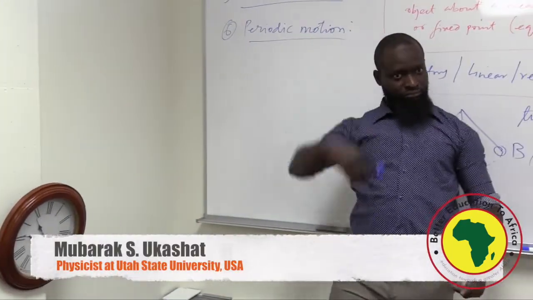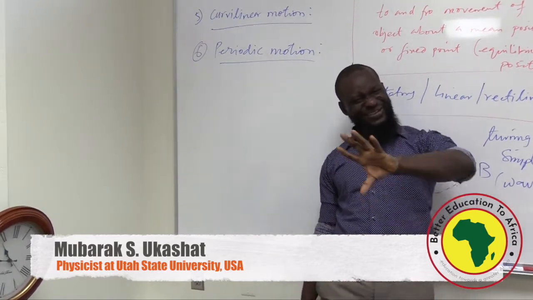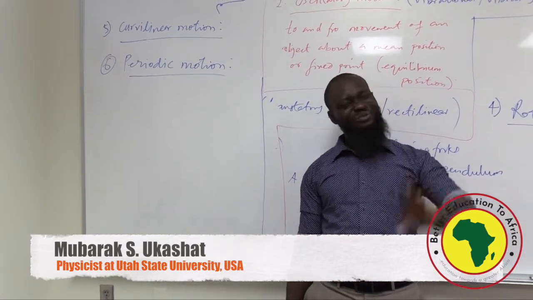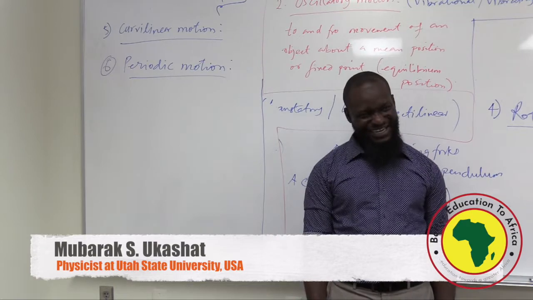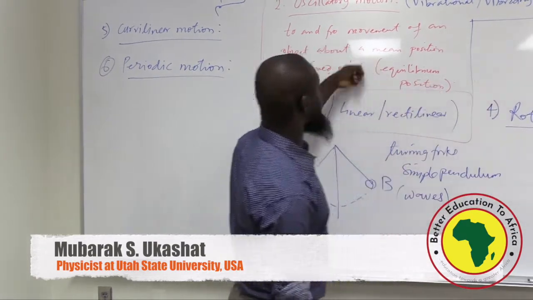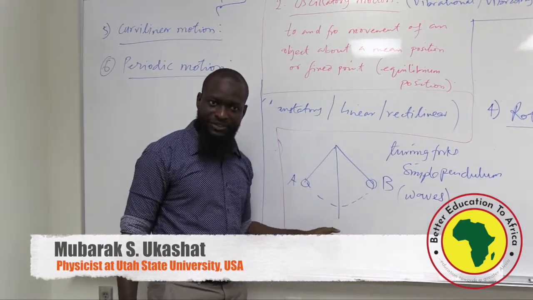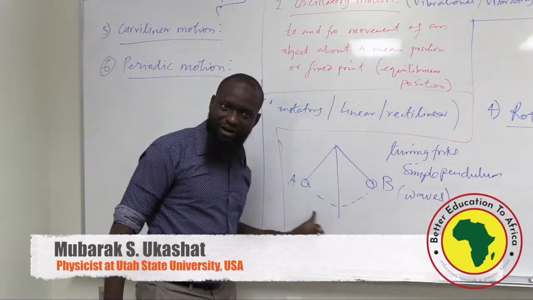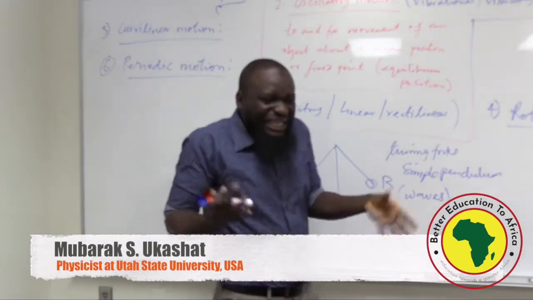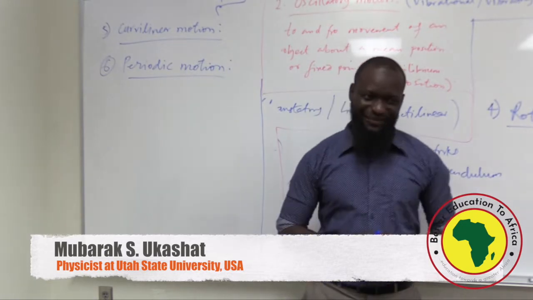The earth around the sun. The earth goes around the sun every 365 days. The earth going around the sun is circular motion, but at the same time it is periodic because it comes back to itself after 365 days. So oscillatory motion is periodic. The motion of the simple pendulum is periodic. The pendulum will go back and forth and come back after a particular interval. When you understand the different kinds of motion, you can match them together. Is that okay?